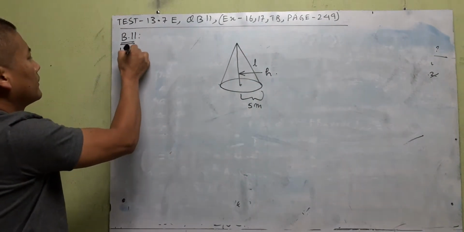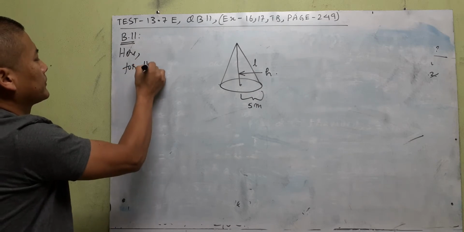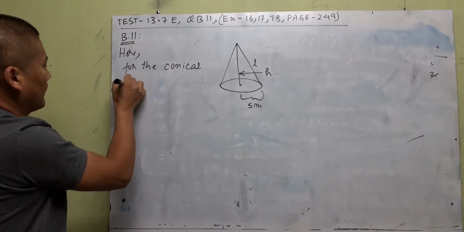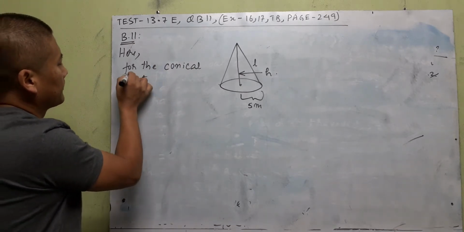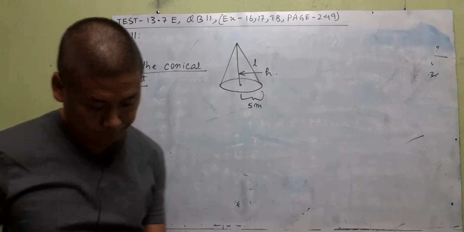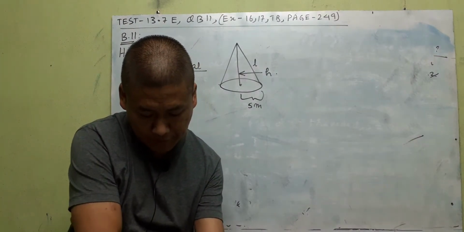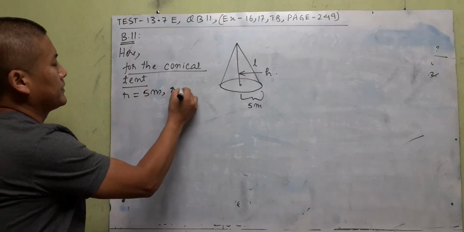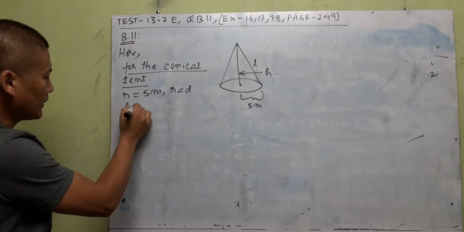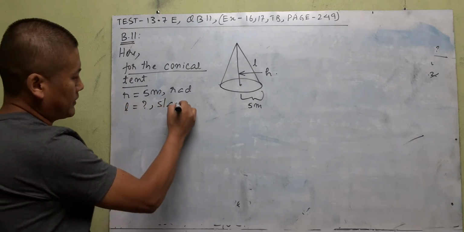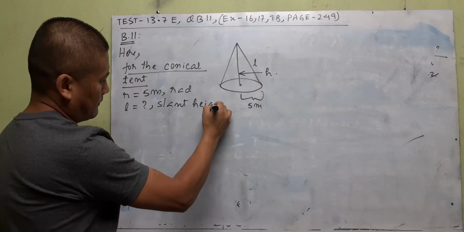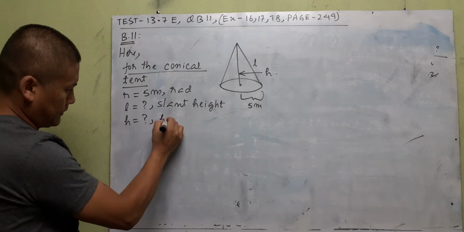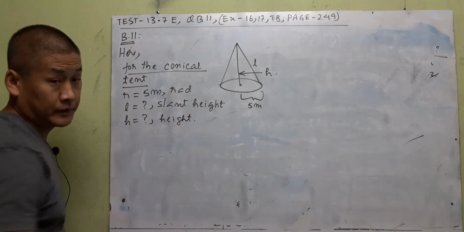So here, for the conical tent, let us say, as given in the question, conical tent, clearly R is here 5 meters, its radius. L is a question mark, is the slant height, right? And then H, also unknown yet, is the height or the vertical height, okay?